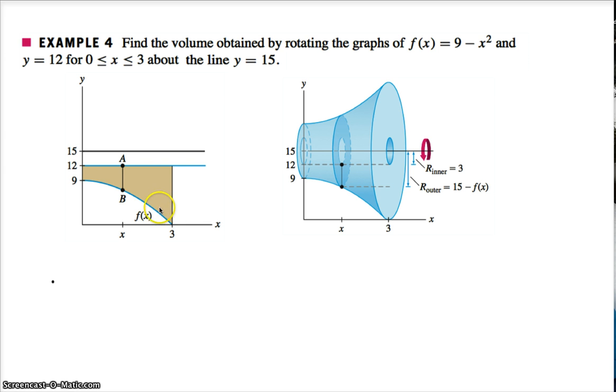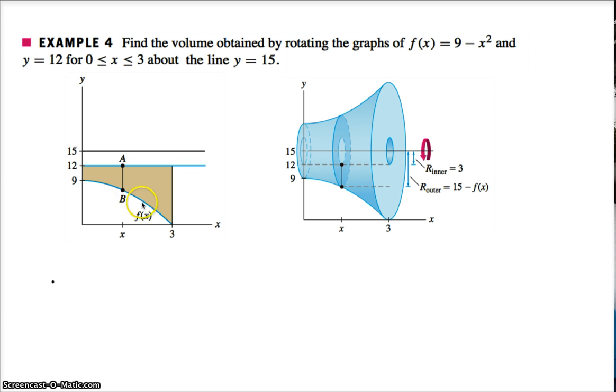In this example, we have a region here bounded above by a horizontal line y equals 12 and below by an upside down parabola 9 minus x squared. Let's call the parabola f of x and the horizontal line g of x. Now we're going to spin this around the horizontal line y equals 15. This is the first example where the rotational axis is actually above both curves. So you have a diagram here. The rotational axis is up here at y equals 15.